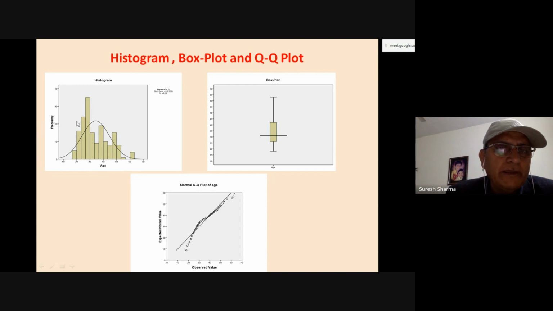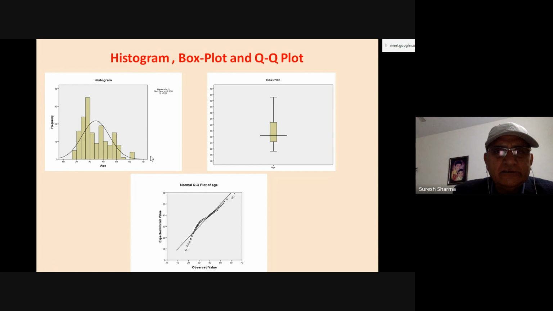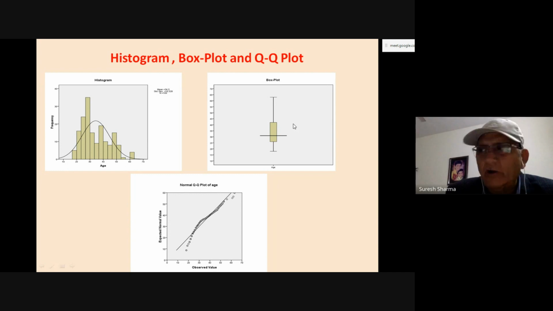If data is not symmetrical, your curve will look like this. It will move from here, go up to the top, then move more on the right hand side. This is a normal curve. So if your data would have been normal, all these bars should have been within the curve. But do you think all the bars are within the curve or outside the curve? Outside. They are outside. If they are outside, that means data does not have a normal distribution.